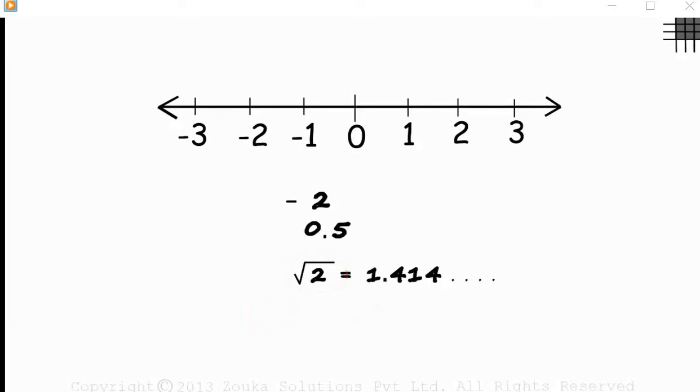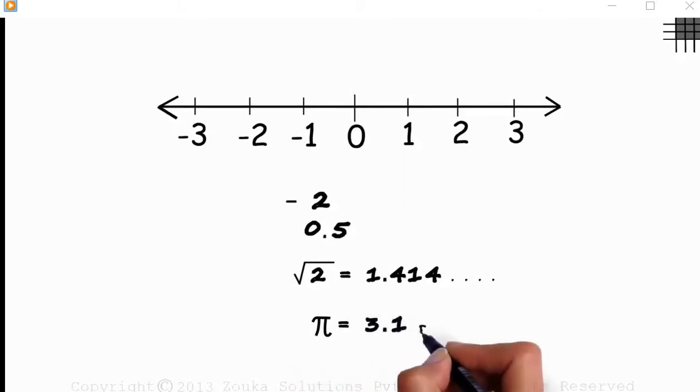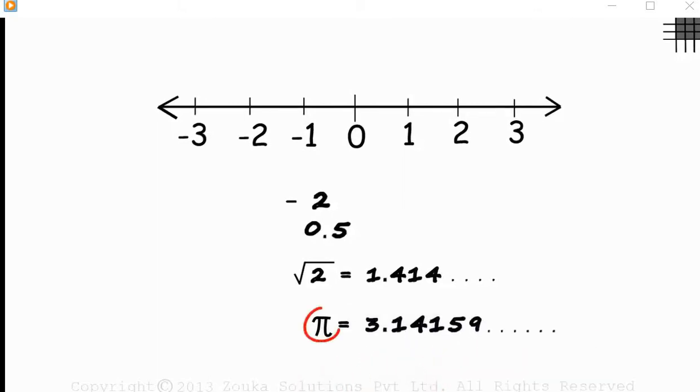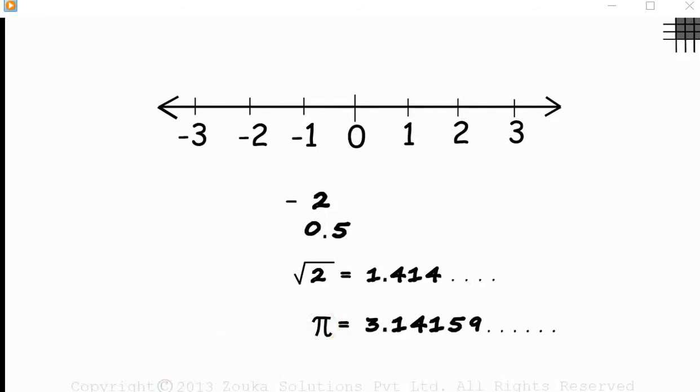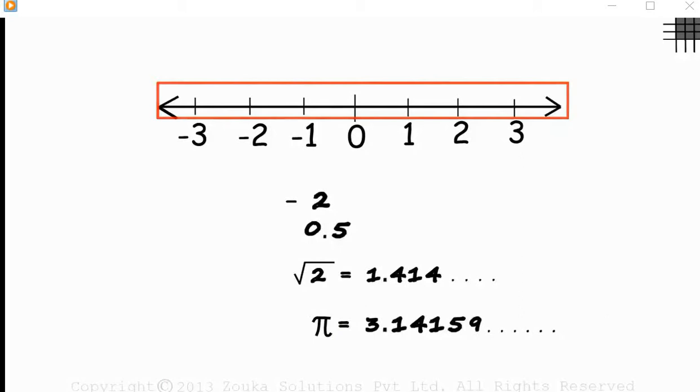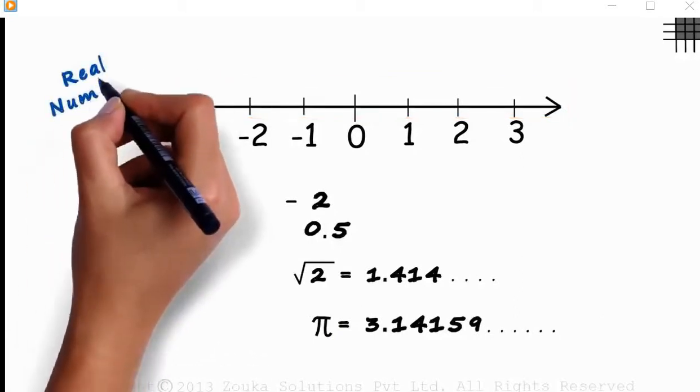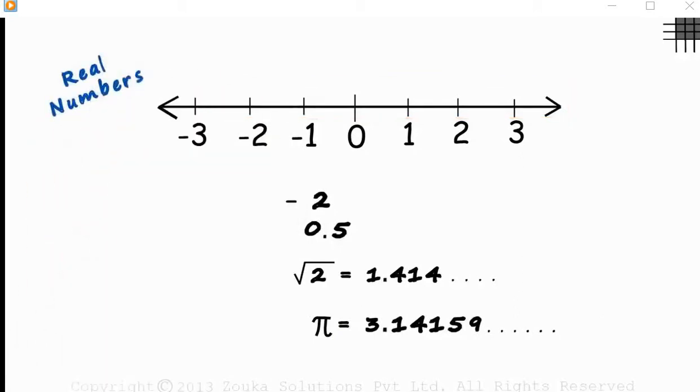And what about the special number pi? It approximately equals 3.14159. Pi is also a non-terminating decimal number. And yes, it can be plotted on the number line, which makes it a real number. So that's our definition. Any number that can be plotted on a number line is called a real number.